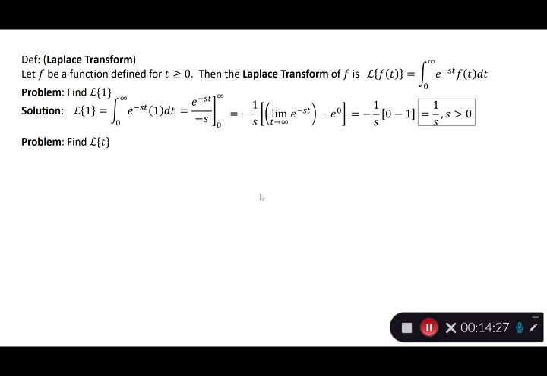How do you do this? Again, go to the definition. Laplace of t: here f of t is t, so plug t in for f of t. So we have the integral from 0 to infinity of e to the negative st times t dt. How do you integrate that? By parts. Trust me, this is what you get if you apply integration by parts.